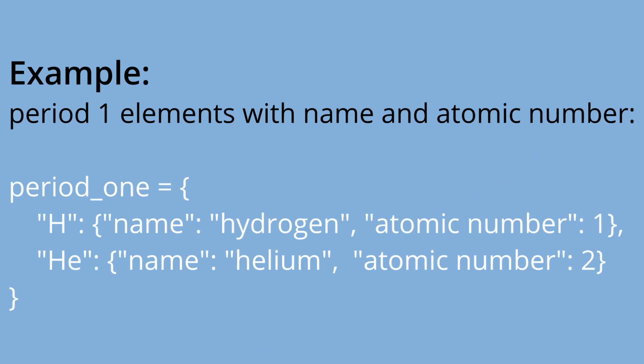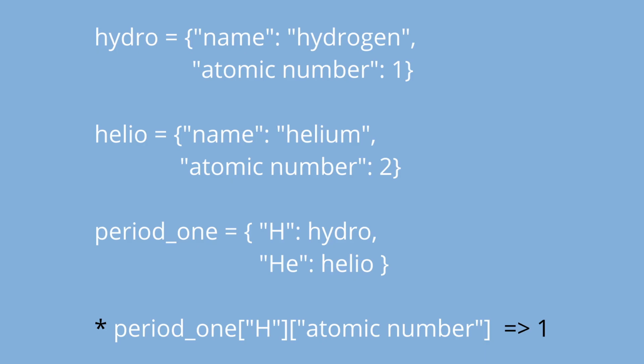Nested dictionaries. Now, let's store richer information about elements. Example, period 1 elements with name and atomic number. You can think of it like this. So now, period 1, H, atomic number, gives you 1. This is basically a tiny, custom-made periodic table.